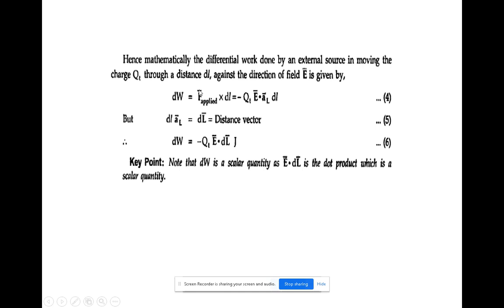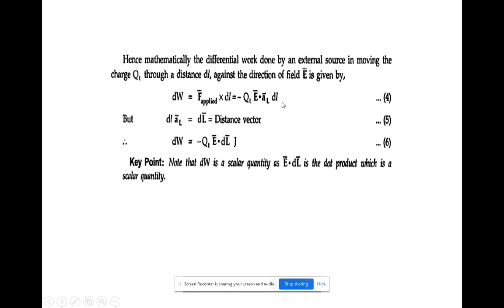dl is the distance over which force is applied on the charge for moving from one point to another point in the electric field. That will be called the differential, that is, the change in work done, which will be equal to the value of force applied. You substitute the value here and then into dl. So dl can be written as the vector dl.